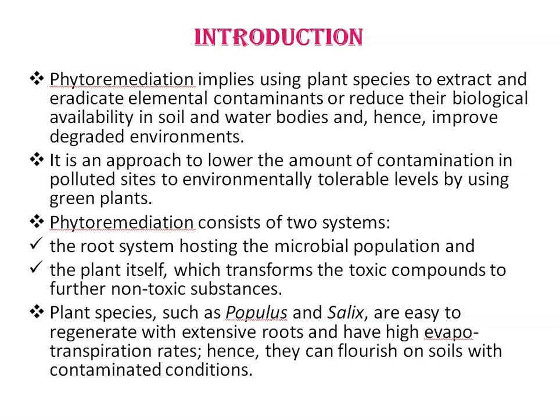Plant species such as Populus and Salix, these are fast-growing woody plant species and are easy to regenerate with extensive roots and have high evapotranspiration rates that stabilize pollutants. Hence, they can flourish on soils with contaminated conditions. Such plants also have high rates of biomass production and can resist a broad range of potentially harmful elements in their root system.